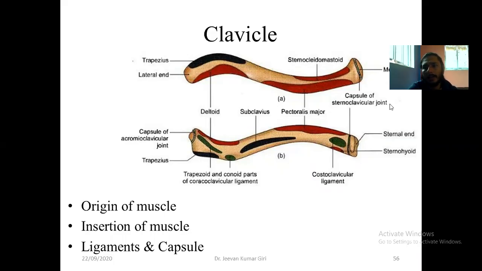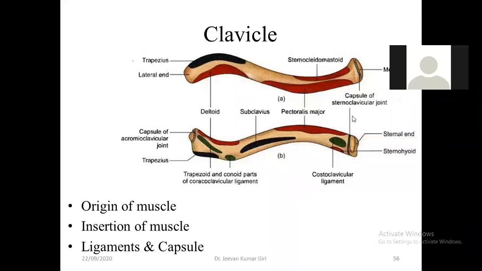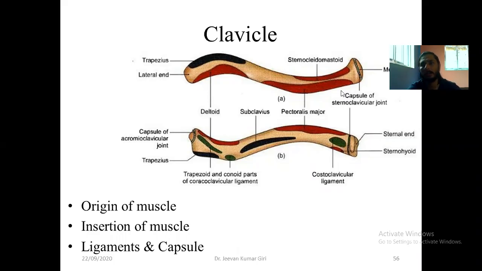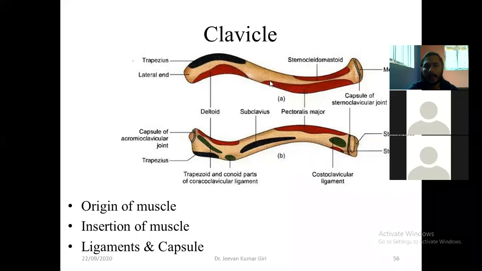Now see here, the medial two third of the clavicle. It has a superior surface, inferior surface, anterior and posterior surface. In the anterior surface of the medial two third of the clavicle, there is the origin of the pectoralis major muscle. The pectoralis major is the muscle of the pectoral region, the chest region, or the breast region.